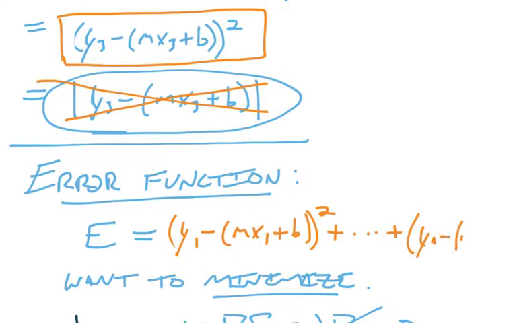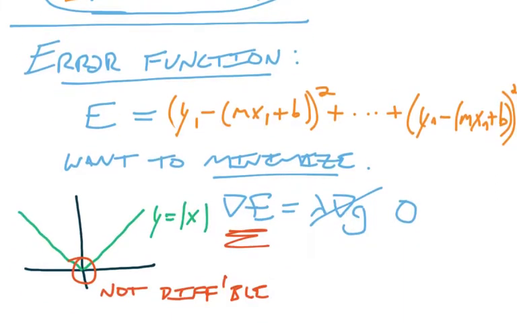Yn minus mxn plus b squared. All right, so we want to minimize this function E. And now we can do this, right? We can absolutely consider the gradient of this thing because it is a quadratic now. We don't run into the same problem that we had just a second ago when we had absolute values, right? All of that problem that we had a second ago is now alleviated.